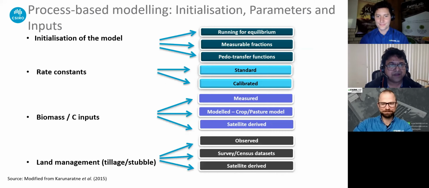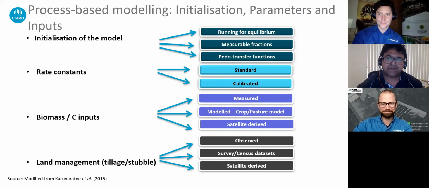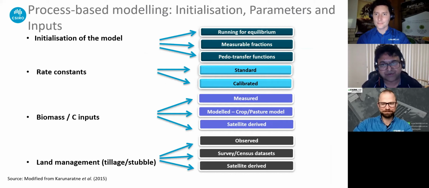Now, let's give a quick introduction, again, with some of the important considerations for process-based modeling. This is a very general overview that we came up with almost 5 years ago with Tom Bishop from the University of Sydney. When you look at process-based modeling, we need to think about the initialization, model parameters, and model inputs.